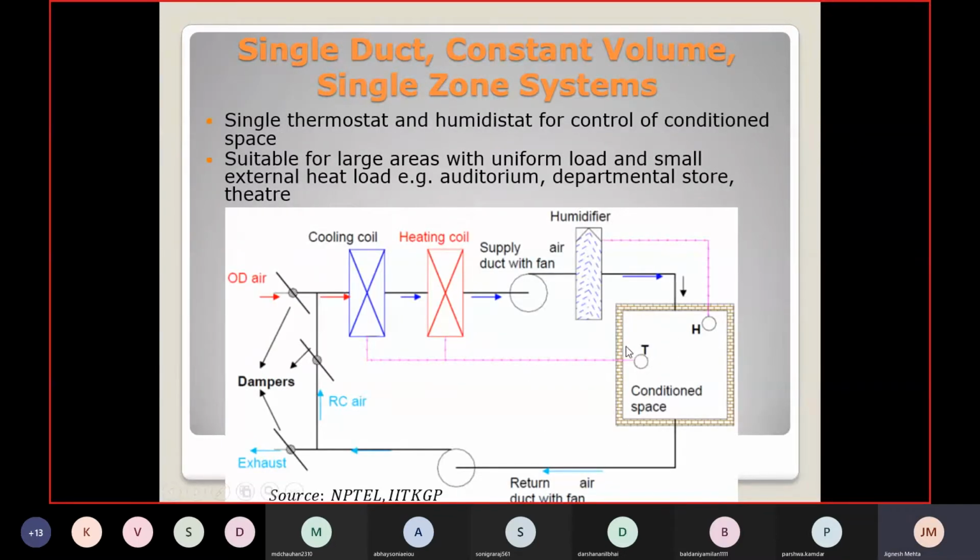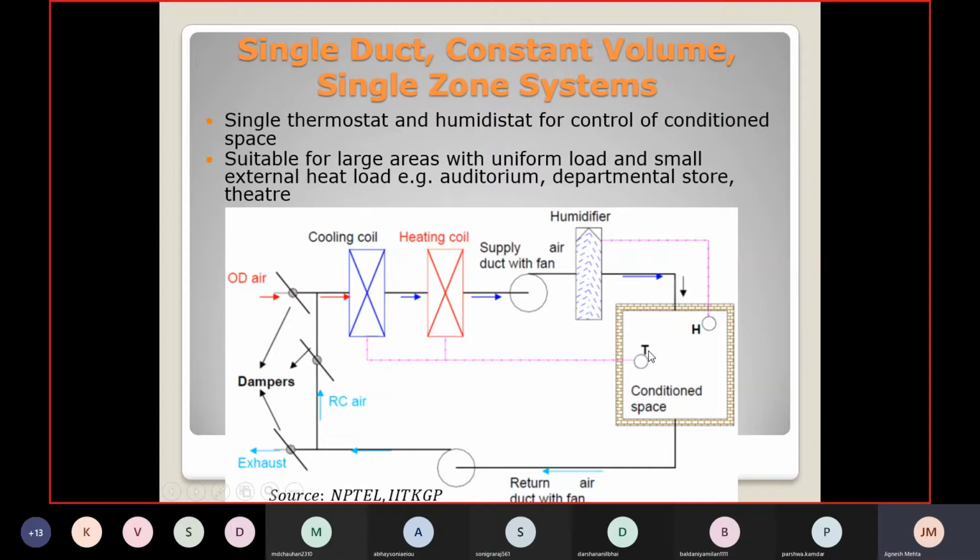So you can see a conditioned space here, and there is a thermostat shown, and there is a humidistat shown. So a humidistat is for measuring the humidity, the moisture content. You are familiar with a thermostat, right? The air conditioner that you use at home has a thermostat. So you can set the temperature on the thermostat, and that governs the functioning of the system.